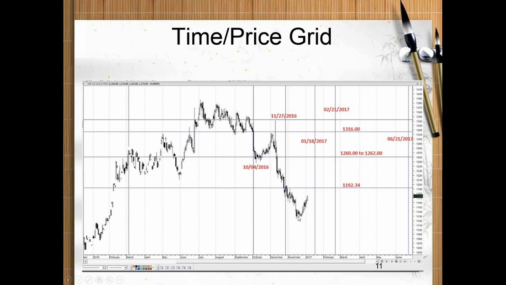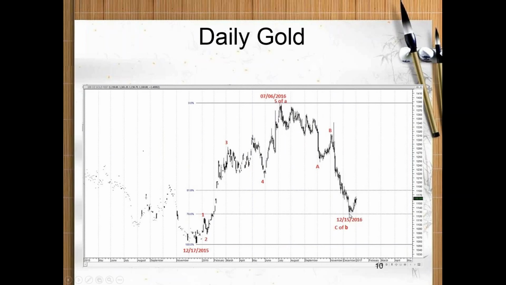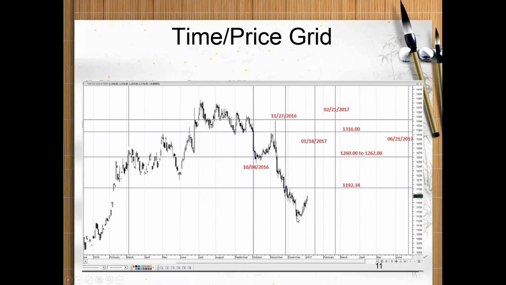I didn't put this date here, but this is essentially the very same bottom from 2 weeks ago, December 15, as observed on this chart that illustrates the time and price projections I've generated. Okay, so here we are. I printed this chart out 2 nights ago. This is where we are right now, and this is the next time point, January 18th.